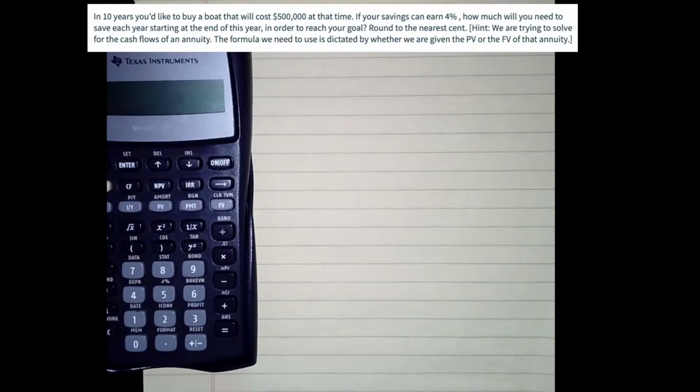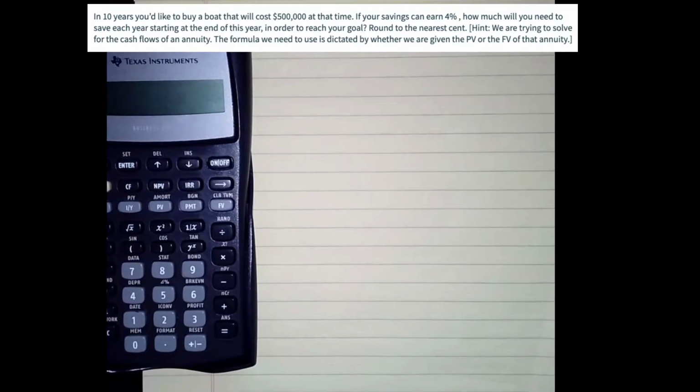In 10 years, we would like to buy a boat that will cost $500,000 at that time. If savings can earn 4%, since it's not specified, we assume this is the annual rate. How much will we need to save each year starting at the end of this year in order to reach your goal? So this is the type of question where we are saving towards a target amount.